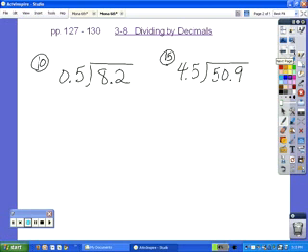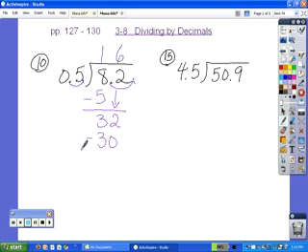For example, in number 10, we're dividing a decimal into another decimal, and we have to move the decimal point in the divisor to make the divisor into a whole number before we can divide. Since we had to move it one place in the divisor, we have to move it one place also in the dividend. Once we do that, we can put our decimal in place and do our regular division steps. 5 into 8 is 1. 5 into 32 is 6. And as you see in this problem, we have a remainder.